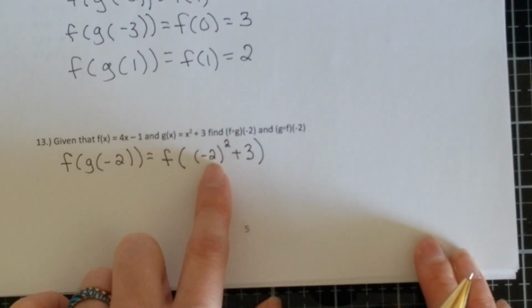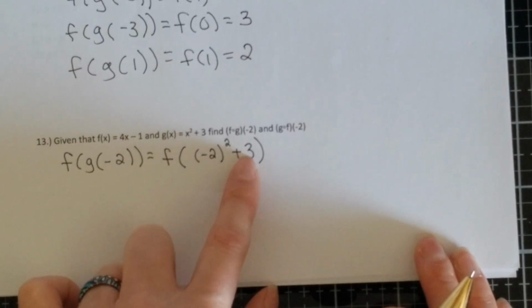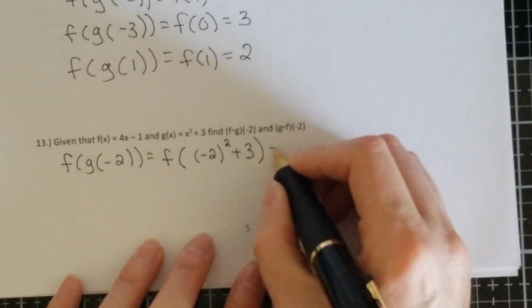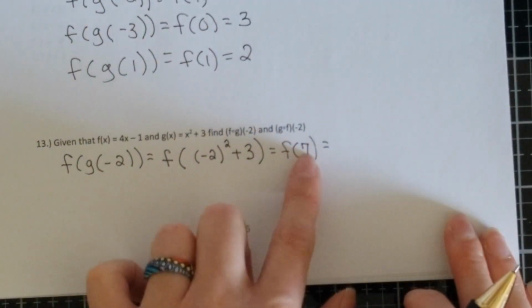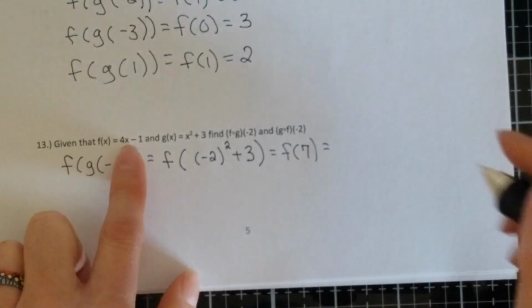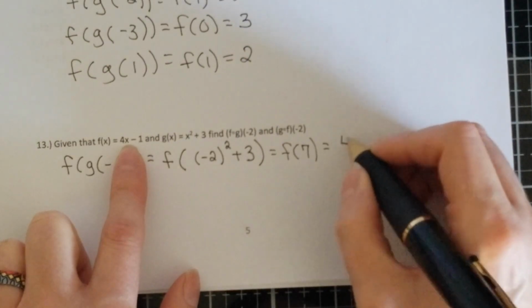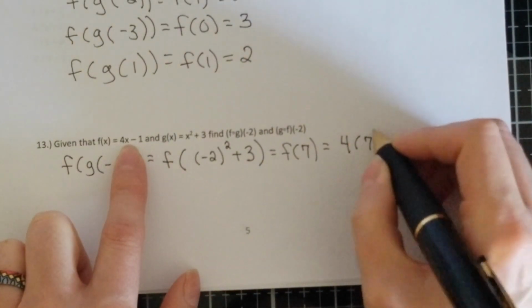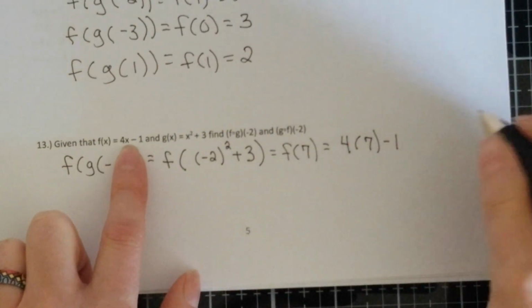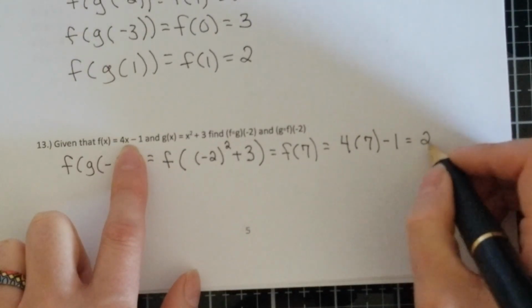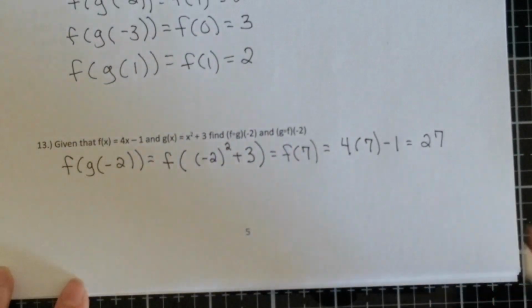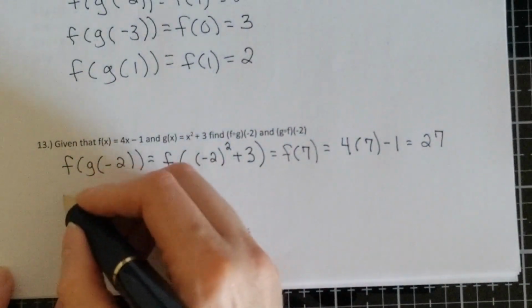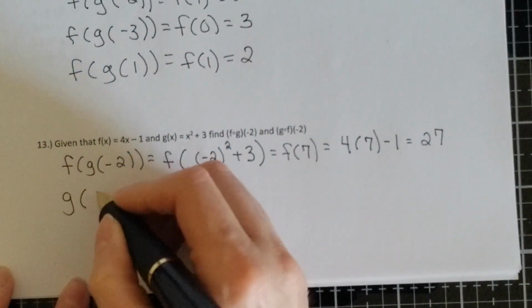So -2 squared would be 4. 4 plus 3 would be 7. So then I look at f of 7. So then I take 7 and I plug it into the x's in the f equation. So 4 times 7 minus 1. So that would be 28 minus 1 would give me 27. All right, now I need to go and do the same thing, but just going backwards the other way, basically.